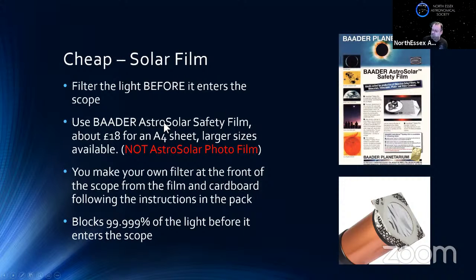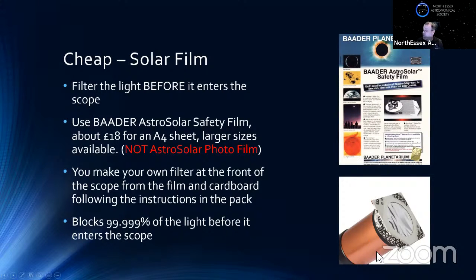It's about £18 for an A4 sheet. Comes in larger sizes as well. It's a really tough plastic film that's coated on both sides with special reflective layers, and it just comes as a layer of film with the instructions. As you can see from the photograph, you make your own filter holder out of cardboard and sticky tape, and it will block 99.999% of the light before it goes in the telescope.